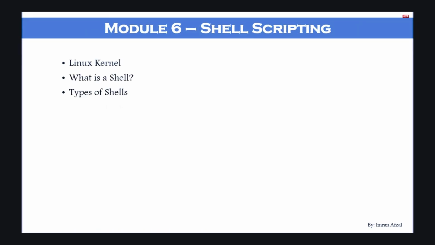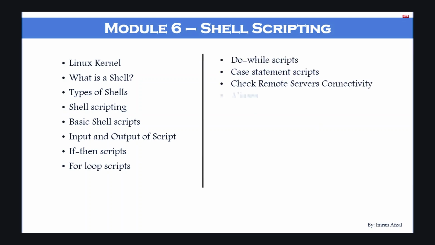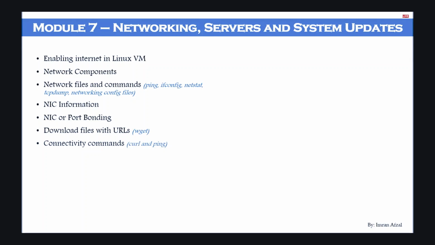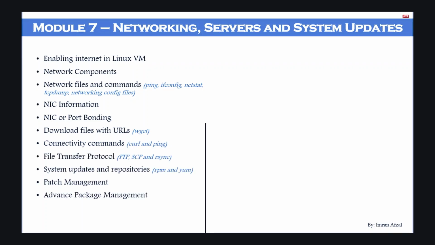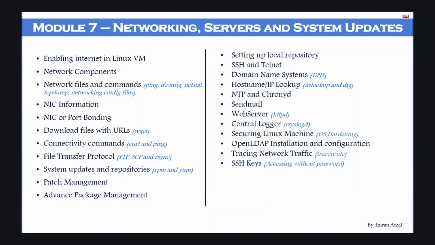Moving on to module 6, we'll talk all about shell scripting. I'll show you if-then scripts, for loop scripts, do-while scripts, and many more scripts. Module 7, networking, servers, and system updates. We'll talk about networking components, bonding network ports, downloading files from the internet, SSH versus telnet. We'll talk about DNS, hostname and IP lookup, NTP, crond, sendmail, and all these services that you see. I'm not just going to go over them real quickly. I'm actually going to work with you to download, install, and configure each of these servers.